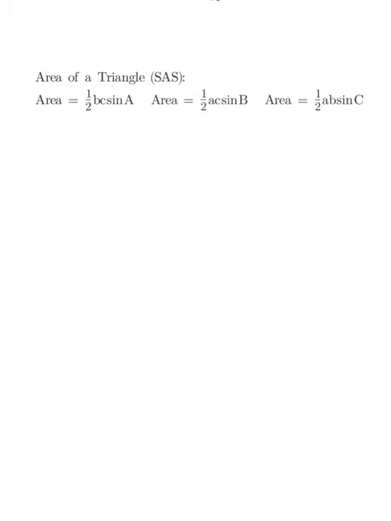The next version of area that we are going to look at is finding the area of a triangle when you know side, angle, side. They give us 3 different versions of it just because in a triangle you have 3 different angles. Notice that when you are using angle A, you must know sides B and C. If you know angle B, you must know sides A and C. If you know angle C, then you must know sides A and B.